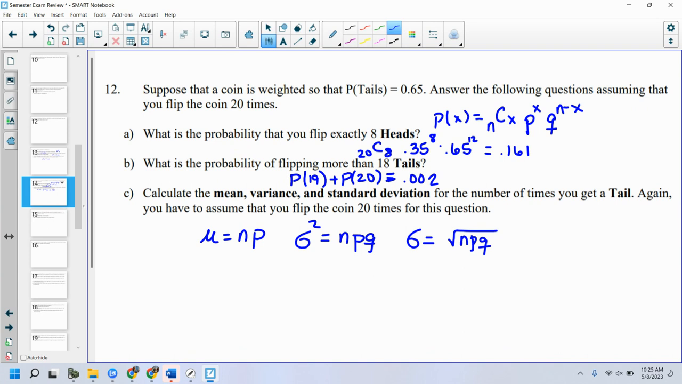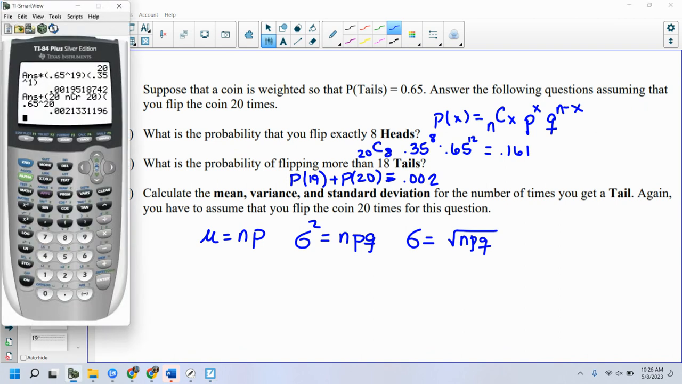Okay, NP. Now, standard getting a tail. This would be different if I had said getting a head, right? Getting a tail. So getting a tail is 0.65. So n times 0.65, 20 times 0.65. It's kind of like the expectation. I expect to get 13.